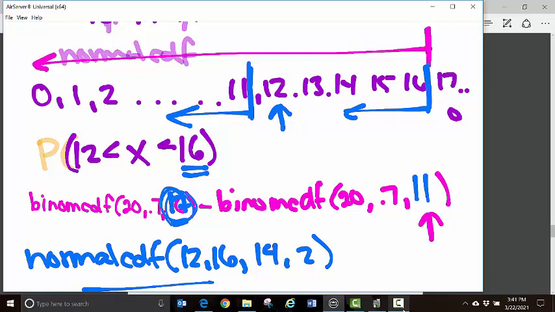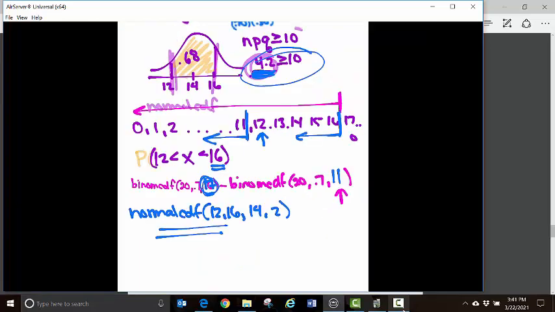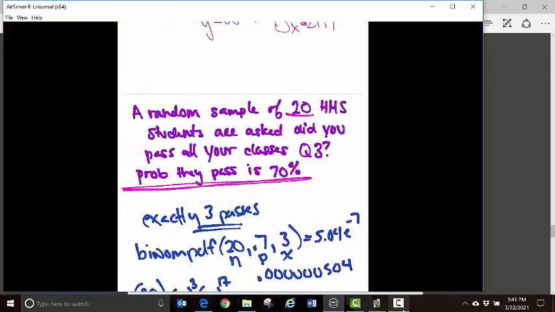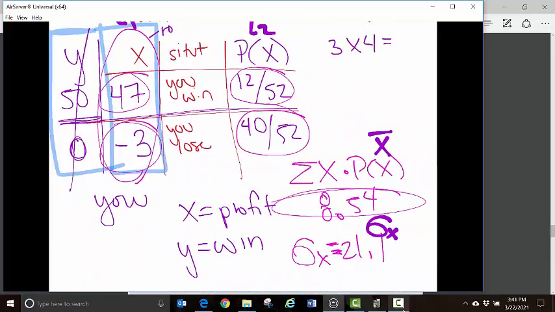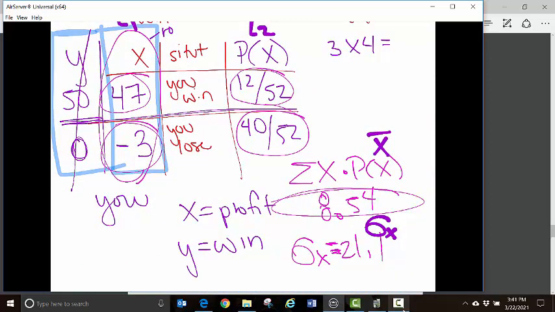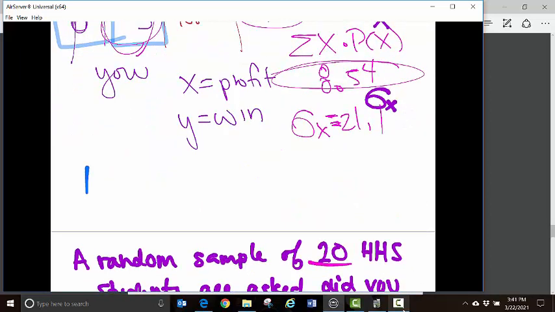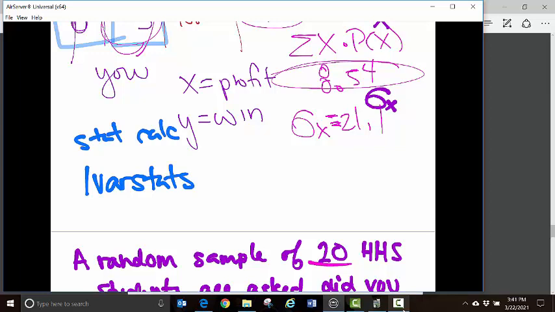So with the game we played today, after you put 27 and -3, and then 12 out of 52 and 40 out of 52 in the list, where do you go from there? Stat, calc, 1 var stats, L1 is your variable, and L2 is your frequency.